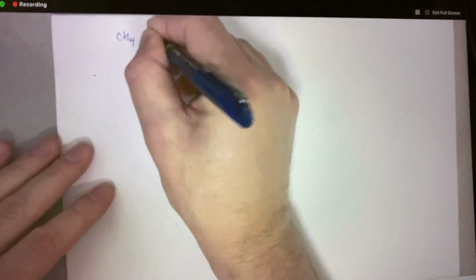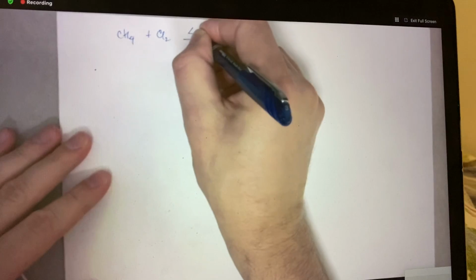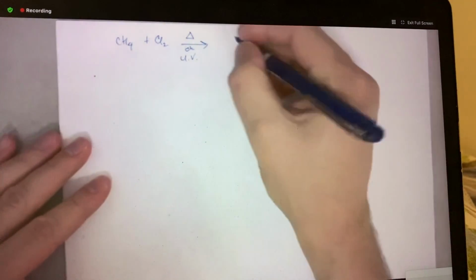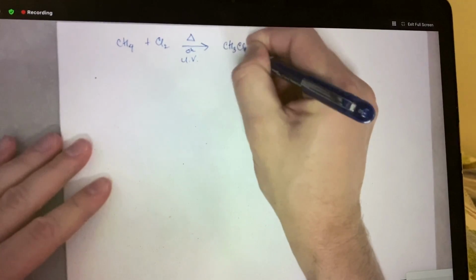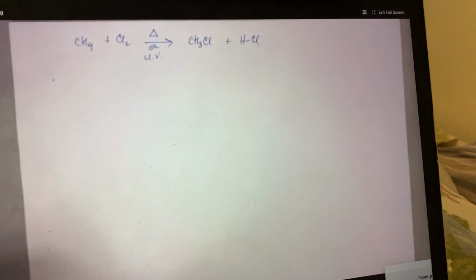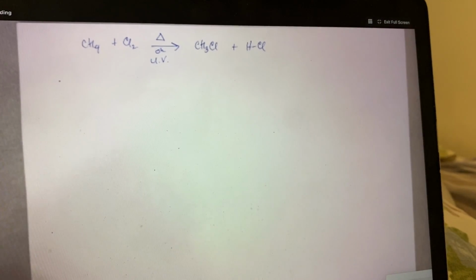First reaction we learned. We can either use heat or UV light. We make methyl chloride plus HCl. It happens for this particular process by a series of first one initiation step, then two propagation steps.